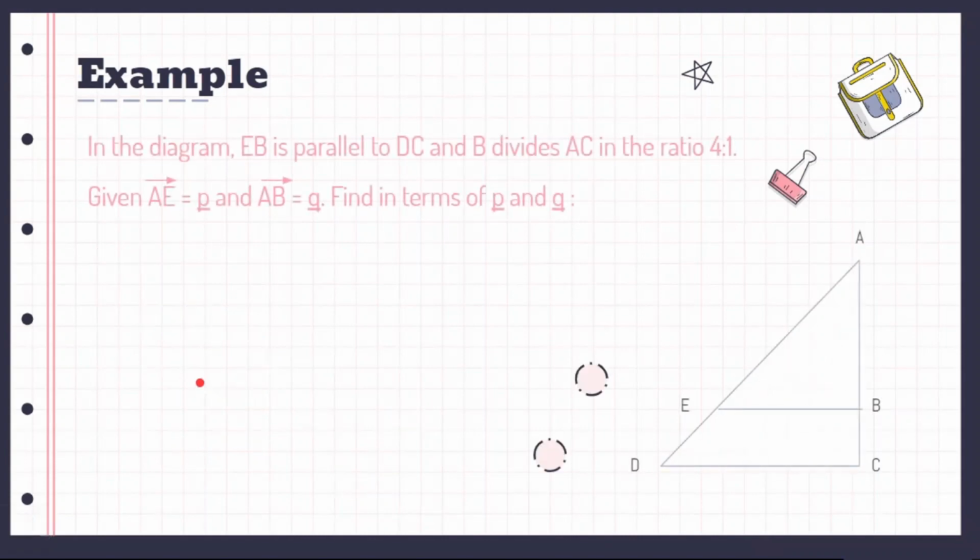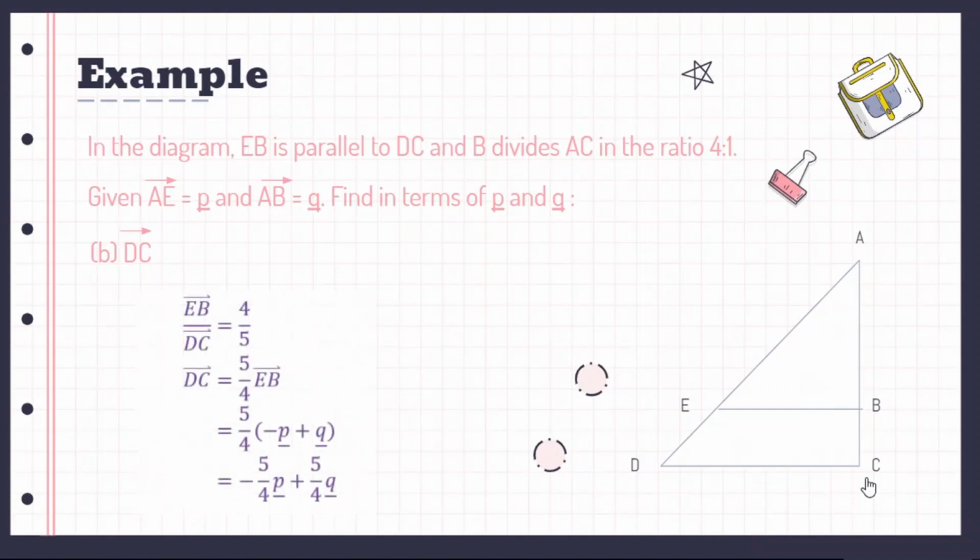In part B, we are asked to find DC. There are two similar triangles, AEB and ABC, in the diagram. In similar triangles, corresponding sides are always in the same ratio. So EB divided by BC should be the same as AB divided by AC, which is equal to 4 divided by 5. By rearranging the equation, we get DC equals 5 over 4 EB, and we substitute vector EB that we found just now into this equation, and we get DC is equal to negative 5 over 4 P plus 5 over 4 Q.